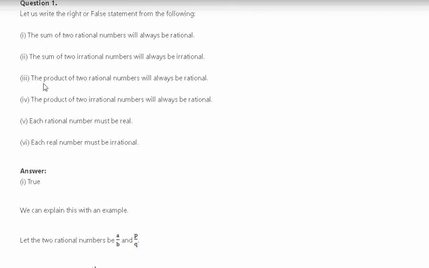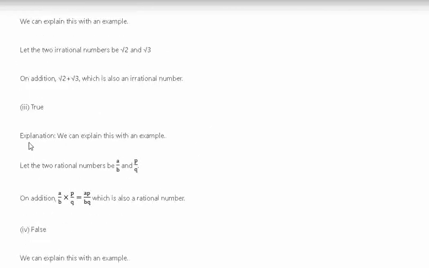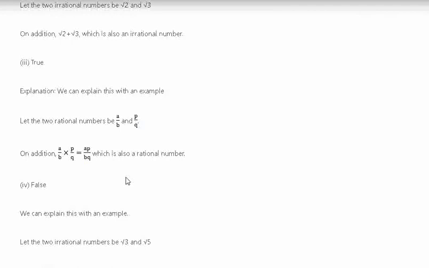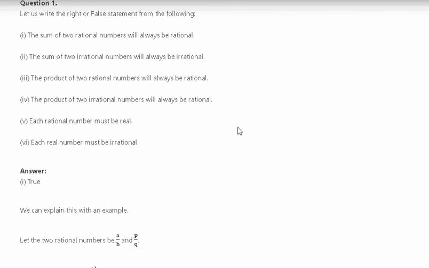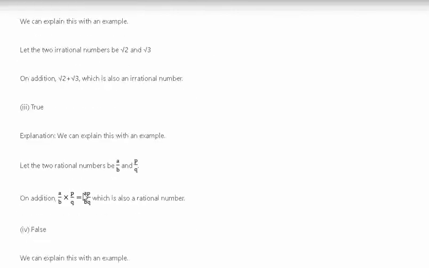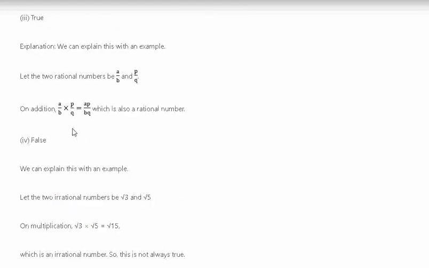Number 3: the product of two rational numbers will always be rational. It's also true. Here we take two rational numbers, a by b and p by q. We can explain with an example: here we take the product, multiply ap and bq, and we get a rational number.